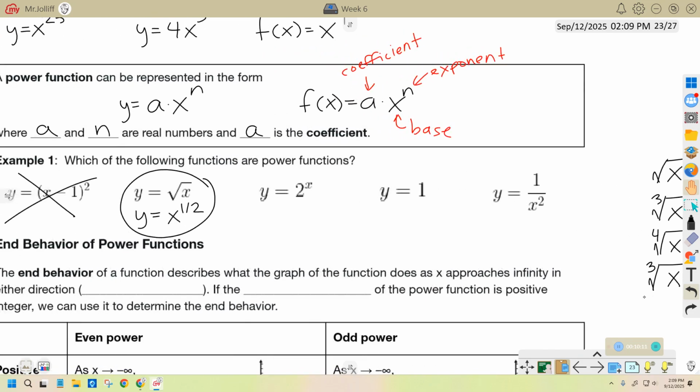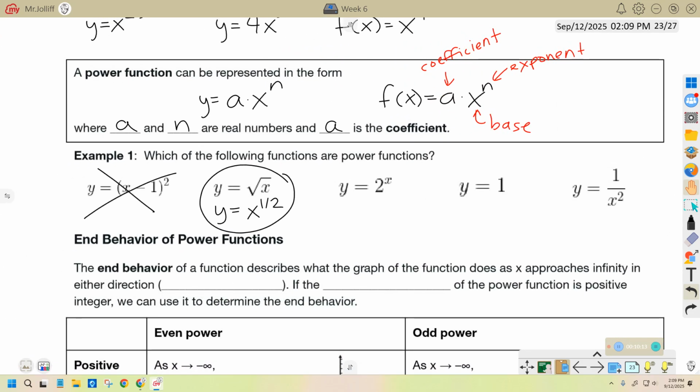Okay, next one. Y equals 2 to the x power. Thumbs up, power function. Thumbs down, not. Does not depend. It is a yes or no question. Yes, it's a power function. No, it is not. Mostly thumbs up, some thumbs sideways, and Megan looks like she's asleep.